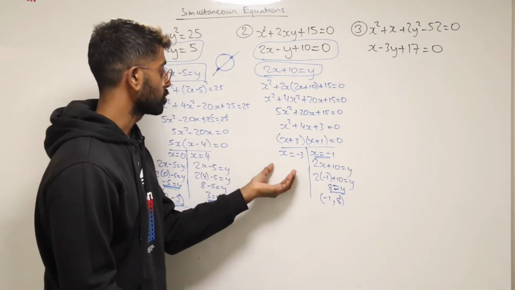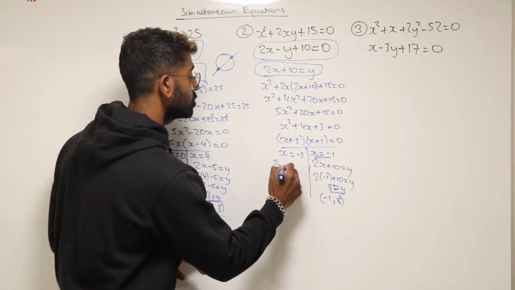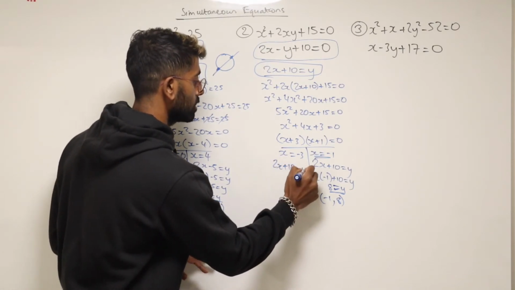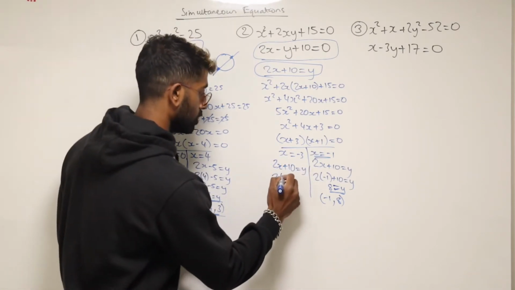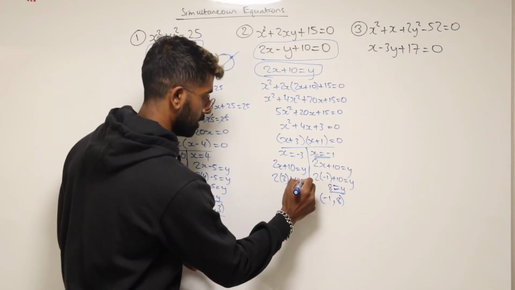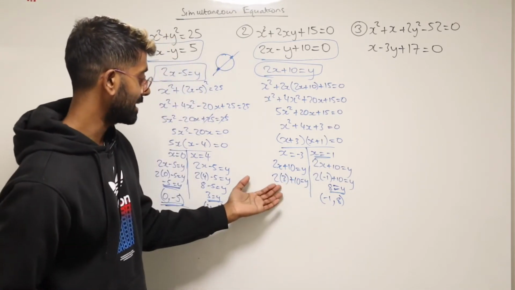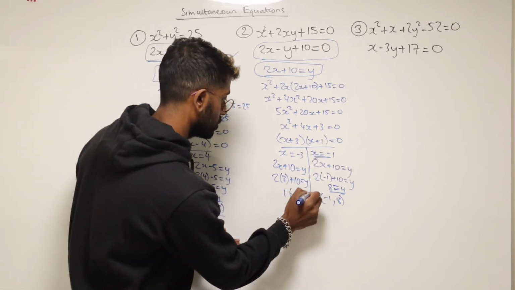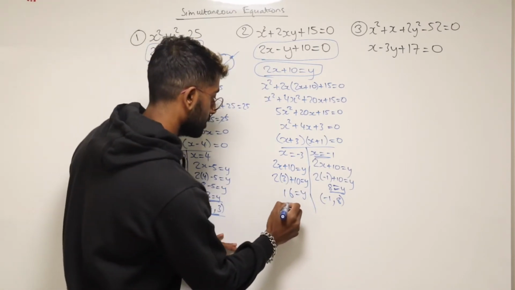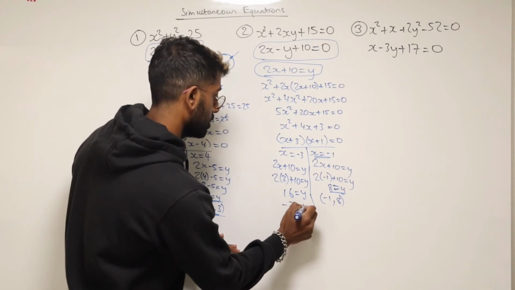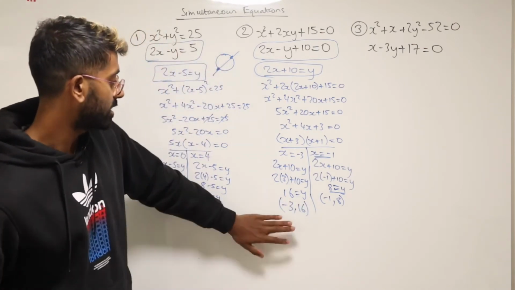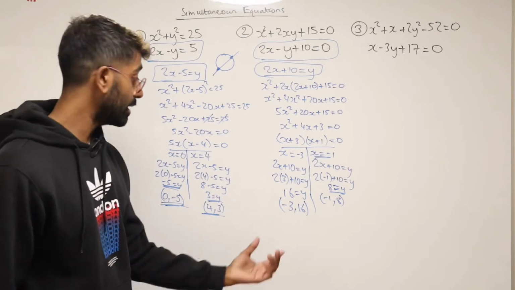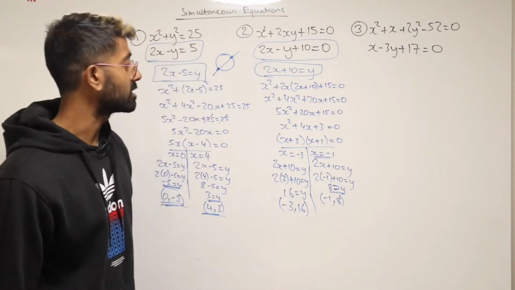And now let's also plug in the minus 3. So 2x plus 10 equals y. That's 2 lots of minus 3 plus 10 equals y. So that's minus 6 plus 10, so altogether 4 equals y. And so the second x and y values there are minus 3, 4. So again, we've got 2 pairs of answers here.